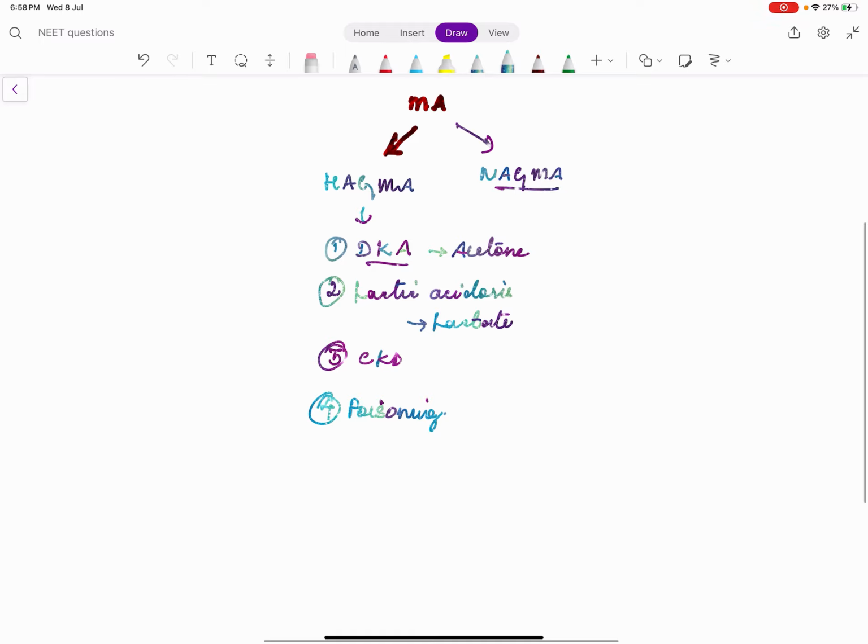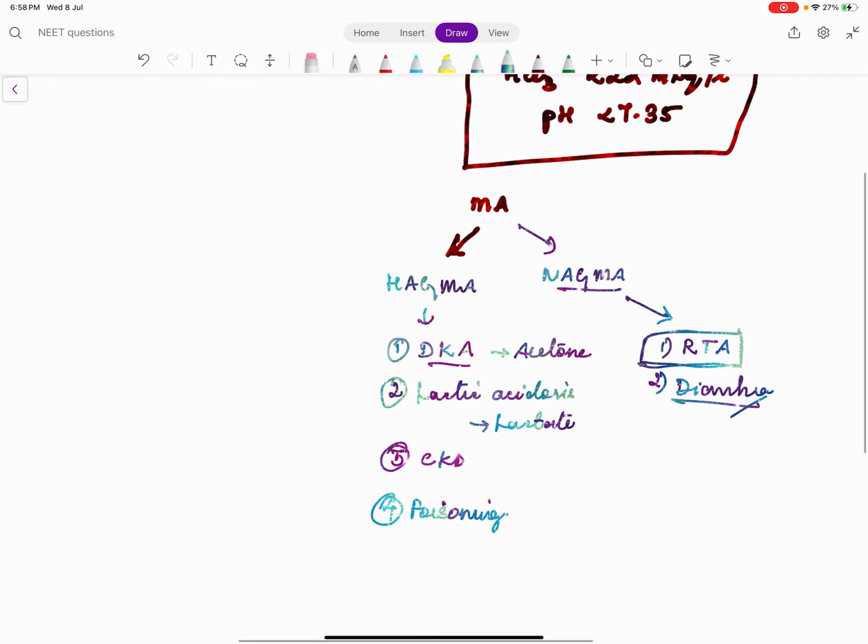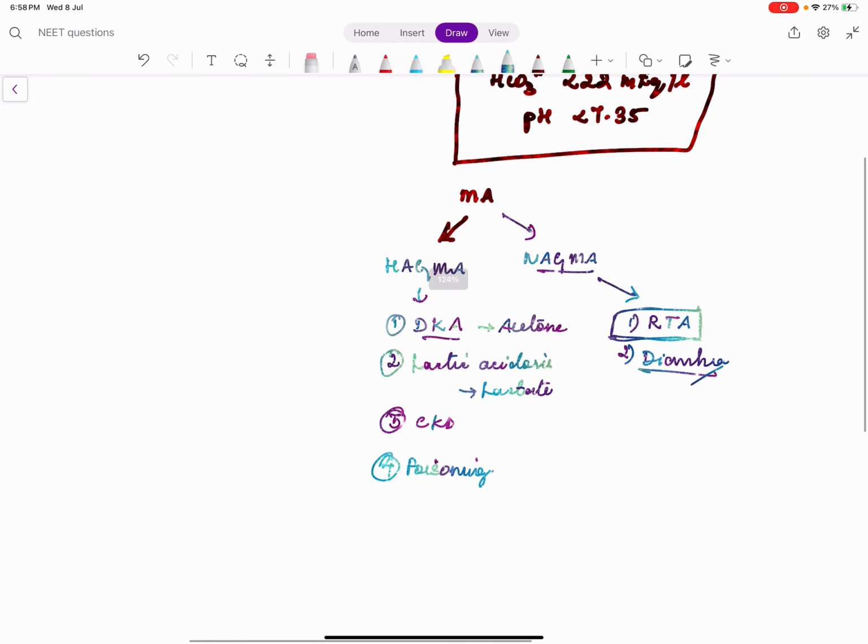And we have normal anion gap metabolic acidosis. Usually there is one disease, renal tubular acidosis. If you remember this one disease, it is enough. And the second one is diarrhea. Any cause of GI loss causes normal anion gap metabolic acidosis, because GI secretion is basically bicarbonate. It is a base. When bicarbonate is lost, it leads to acidosis. What type of acidosis? Normal anion gap metabolic acidosis. Okay.